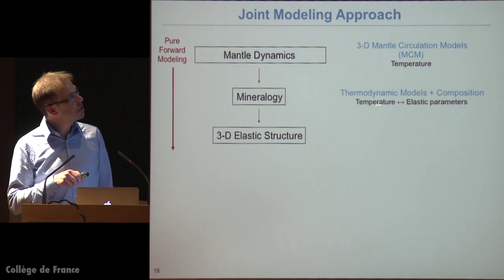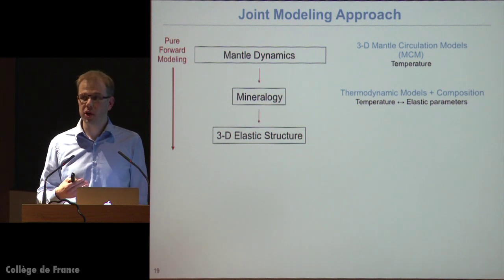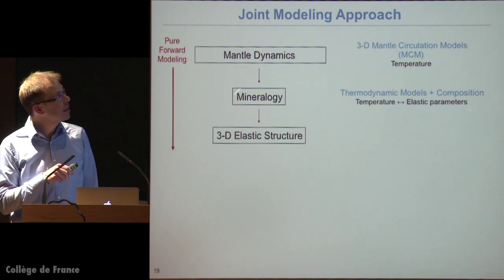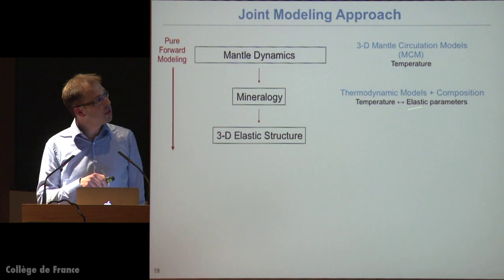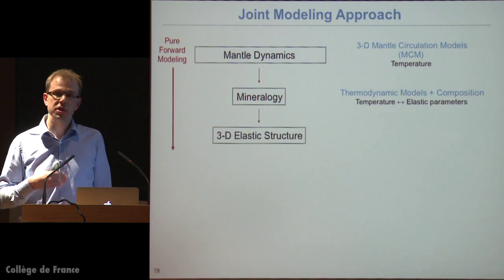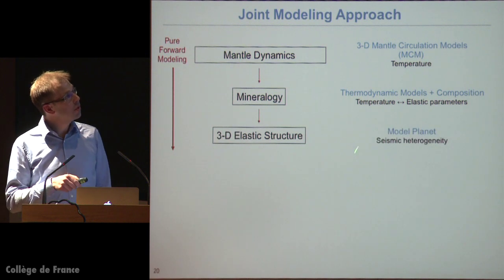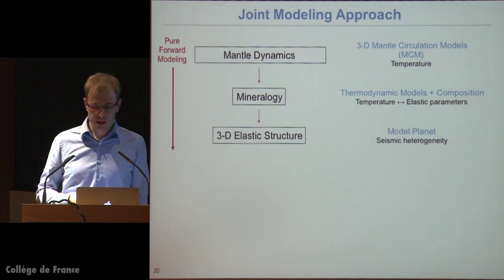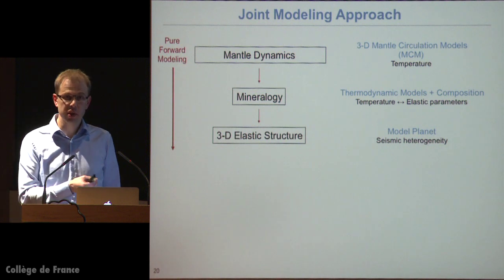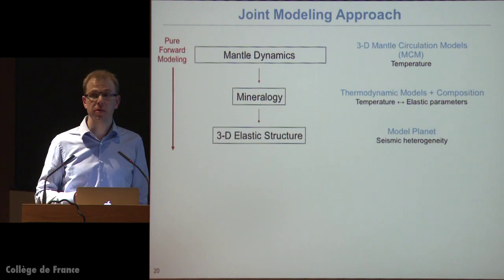Then, once we have the temperature field, we map that to elastic parameters and seismic velocities with the help of mineral physics. Here, we have to assume a certain composition, so we fix the composition in our models, and then we produce our own model planets in terms of the seismic heterogeneity, which we fully control by the input parameters that we've thrown in at the beginning.